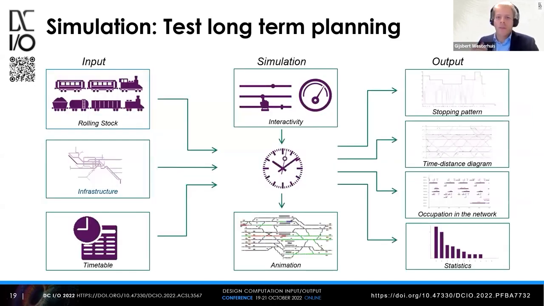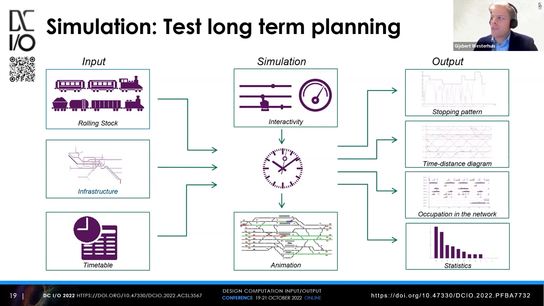So then to our field, or my field, simulation. I test the long-term planning through simulation. No simulation is used for short-term planning or even for operations, only for long-term planning. And we do that with the 3 input types that I just mentioned: the trains, the infrastructure, and the timetable requests. We put that into simulation, and then we have some output to check if that timetable is feasible.